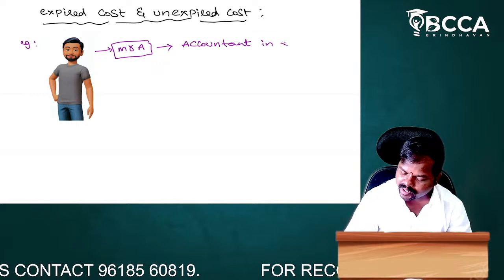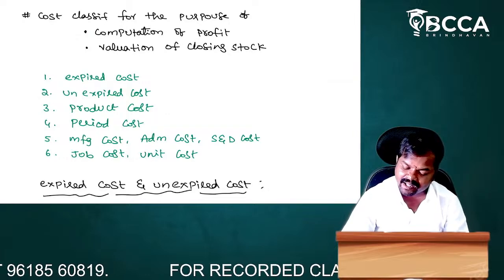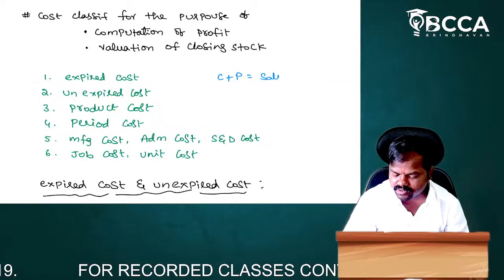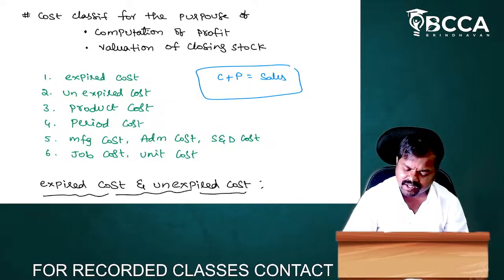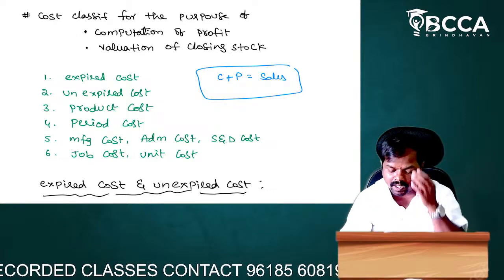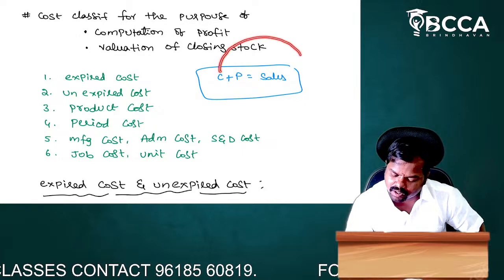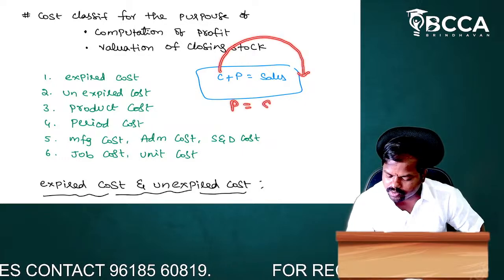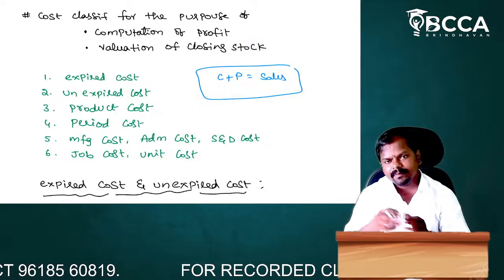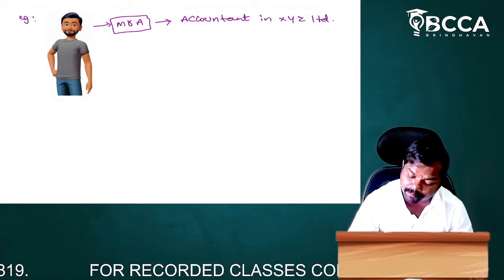in XYZ Limited. My dear friend, the basic equation: cost plus profit is equal to sales. We know majority of the people know this equation. Cost plus profit is equal to what? Sales. I want profit. What is the formula? We should shift this cost to this side. It means profit is equal to sales minus cost. Profit is equal to what? Sales minus cost. On the basis of this only, Mr. A did one calculation. Please listen.